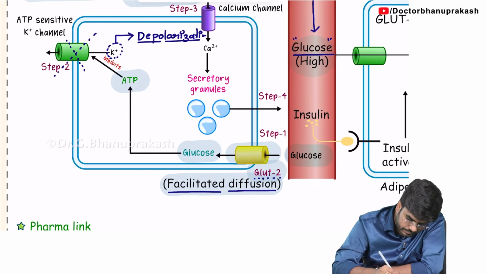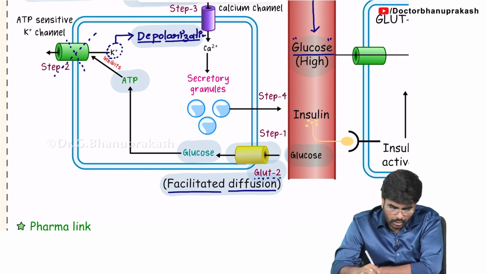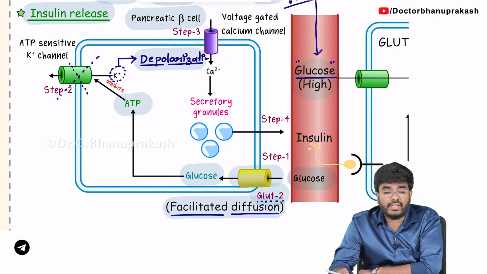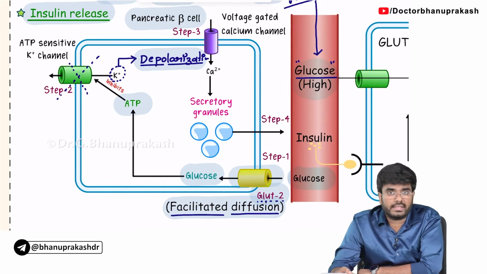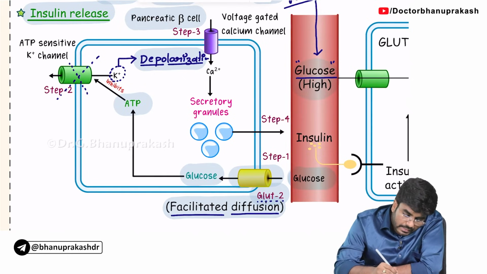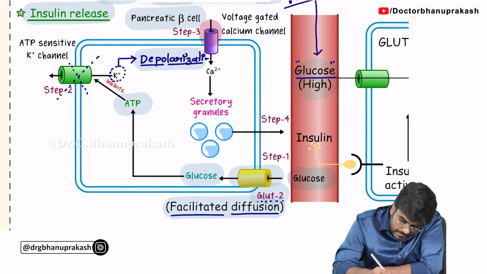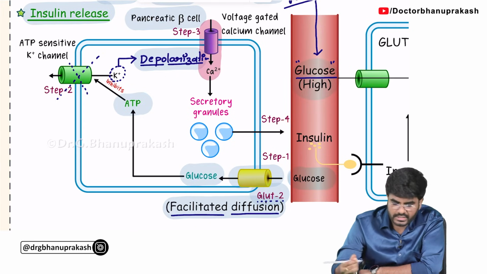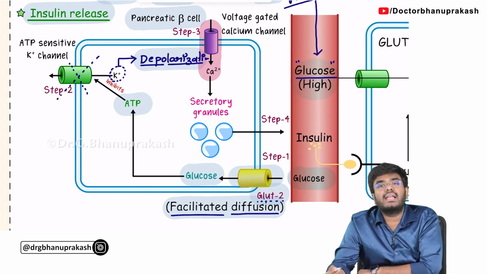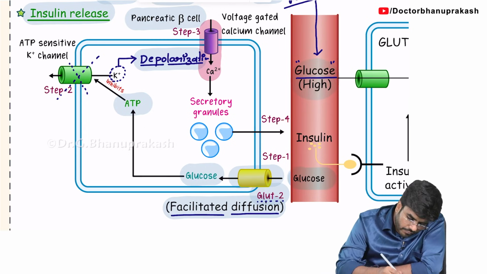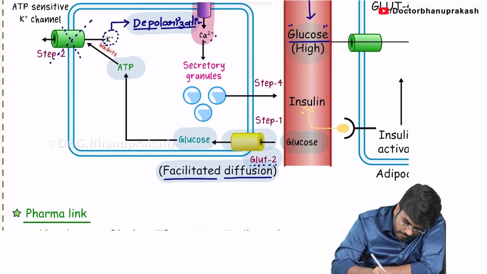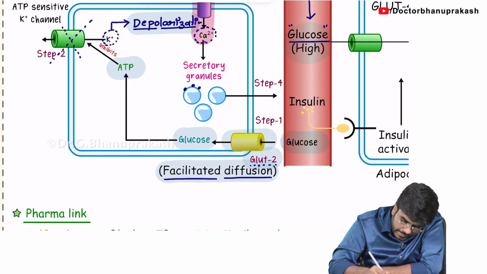Now, God designed our beta cells in such a way that whenever a beta cell is depolarized, the depolarization opens the calcium channels. The depolarization opens which channels, guys? Calcium channels. So, calcium will start to come into the cell. Now, where will this calcium go? The calcium that comes into the cell will go and bind with the secretory granules.